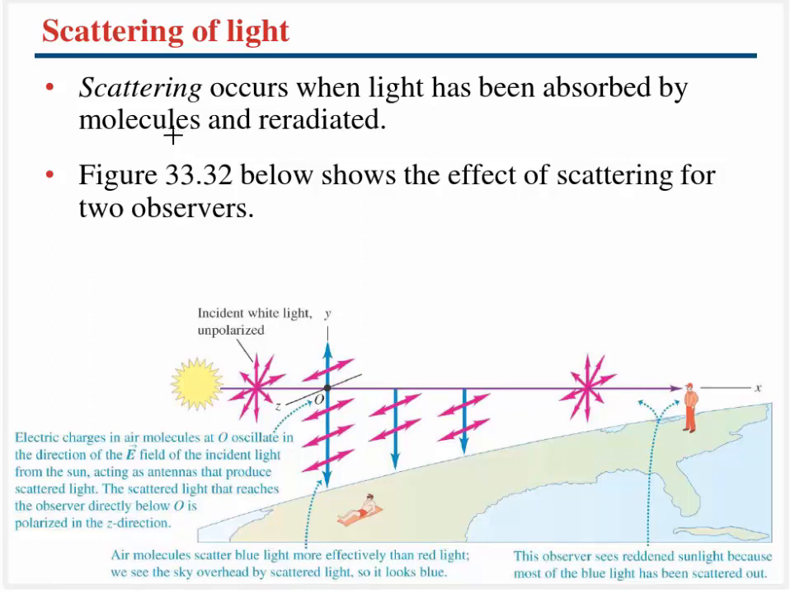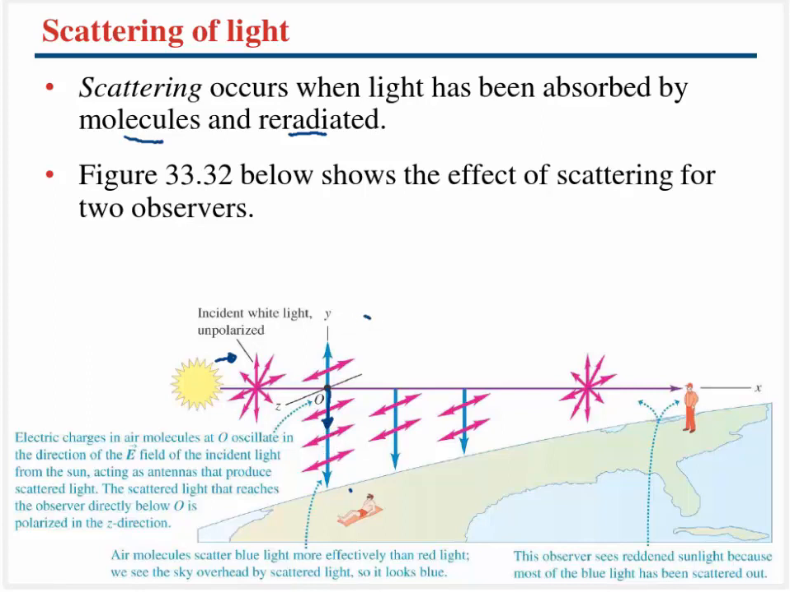Scattering of light is going to occur when the light has been absorbed by a molecule and then re-radiated, and it turns out that this is also going to polarize the light slightly. So if we had some light from the sun, as I said earlier, that light is initially unpolarized, it's going to be absorbed by air molecules and then scattered in different directions. Now the light that's scattered down to this person right there is polarized. You can take a set of polarizing sunglasses out and try this if you want.